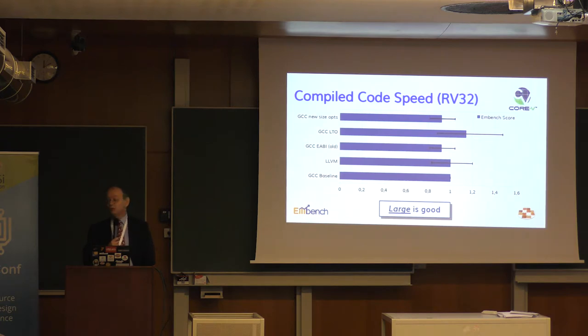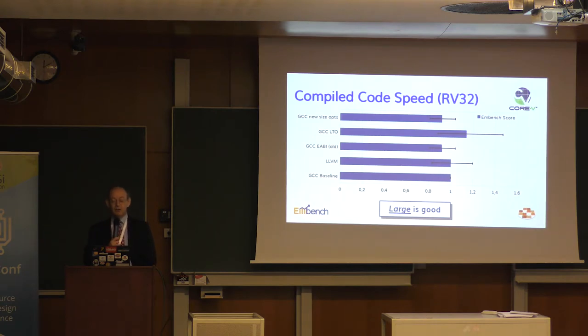LLVM and GCC both run at about the same speed. There's a prototype, there's an early embedded ABI for GCC that makes it run slower because it's designed for smaller code. LTO makes things run faster. And we've got some new size optimizations which make the code smaller, but they make it run slower. And you'll notice I've got error bars there, and that's the geometric standard deviation.